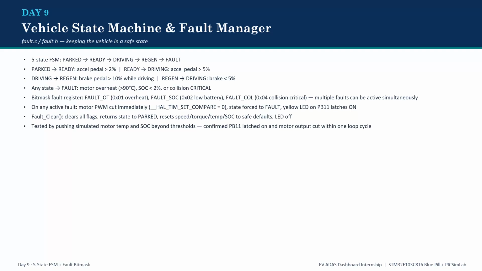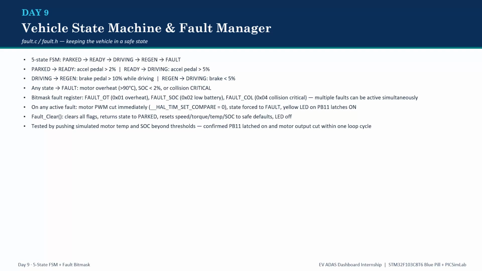collision critical. When any of these flags is set, the firmware immediately cuts the motor's PWM output to 0, forces the state machine into fault, and latches a yellow LED on PB11. So a yellow LED is connected onto PB11, so it flashes when the vehicle enters a fault state.